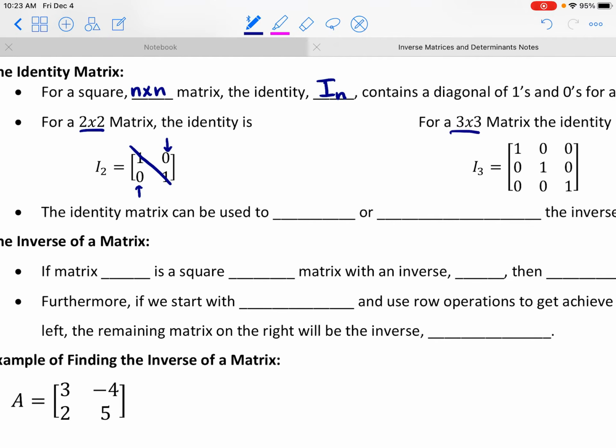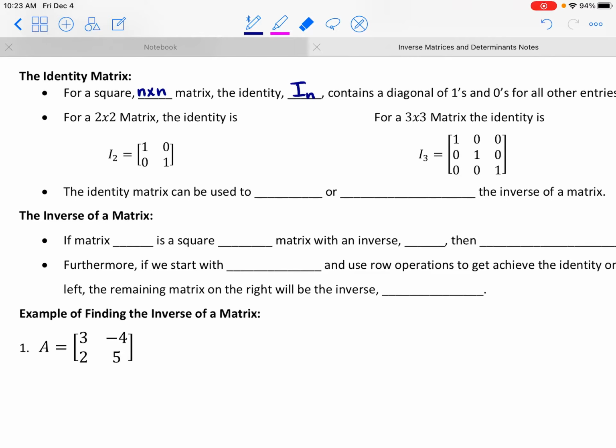For a 3 by 3 matrix, that's 1, 2, 3 rows, 1, 2, 3 columns. Then we would have a diagonal of 1s and then 0s for all of our other entries. And again, for a 3 by 3, I sub 3 is our identity, and for a 2 by 2, I sub 2 is our identity. Okay? Now these could get larger, but we're really just going to focus on a 2 by 2 because this is really just for exposure. So the identity matrix can be used to find an inverse of a matrix, and it can also be used to verify that we have the correct inverse for a matrix.